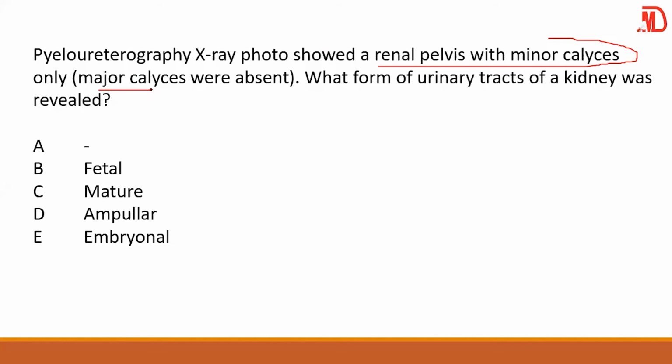I don't want to bore you guys with the embryogenesis of kidney development or nephrogenesis. But basically, over here, since the major ones are not yet formed, this person is still in the embryonal developmental stages. So over here, your answer should be E, embryonal stage.